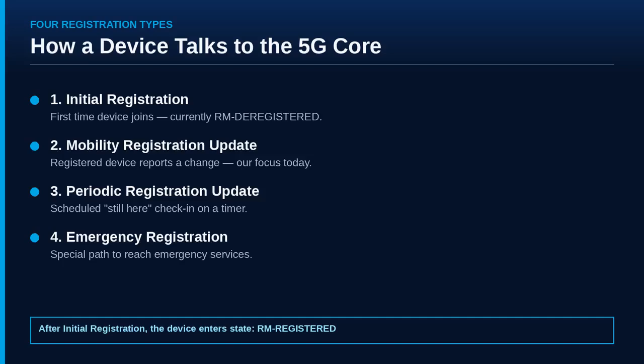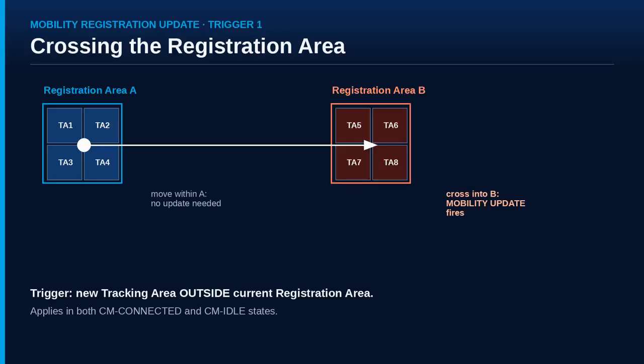Let's dig into the biggest trigger for a mobility registration update: movement. Every cell in a 5G network is grouped into what's called a tracking area, or TA. Think of it as a neighborhood of cell towers. Now, the network doesn't give your device just one tracking area to remember. It hands your device a whole registration area, a cluster of several neighboring tracking areas, precisely so you're not bothering the network every time you cross a single street.